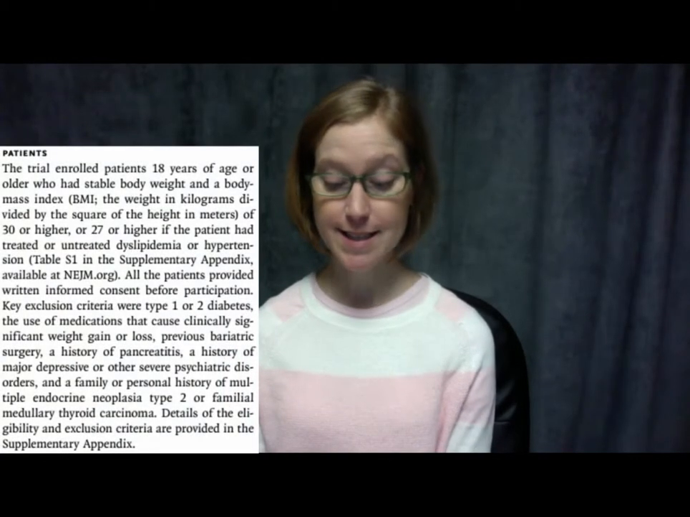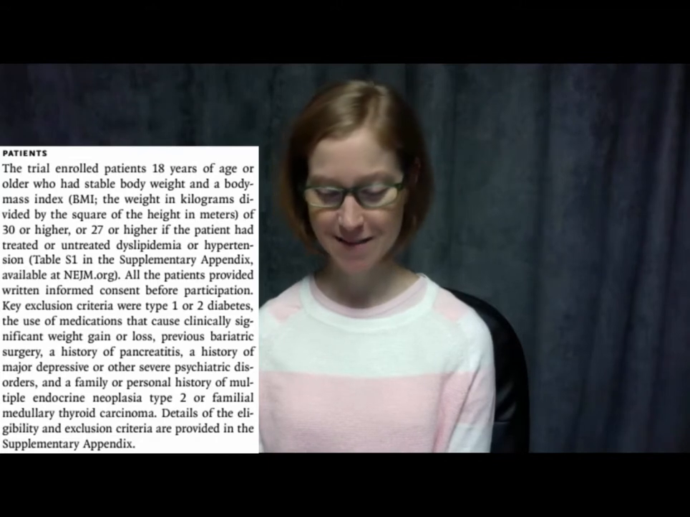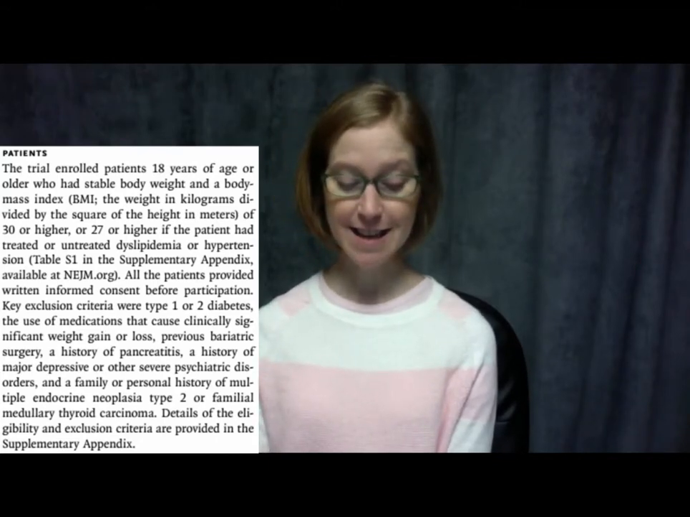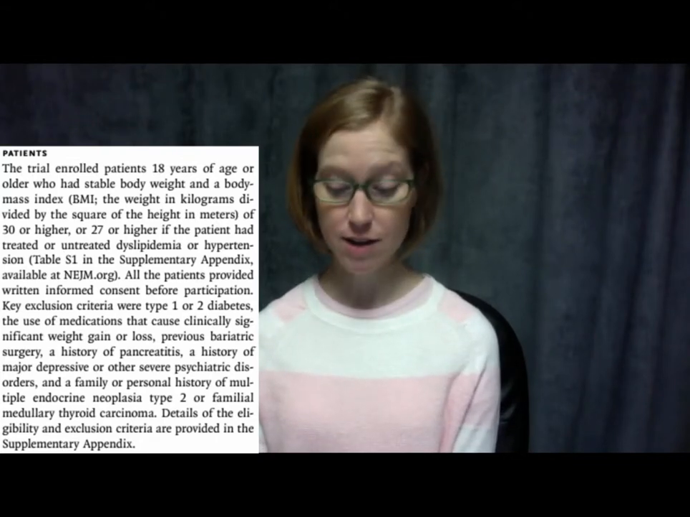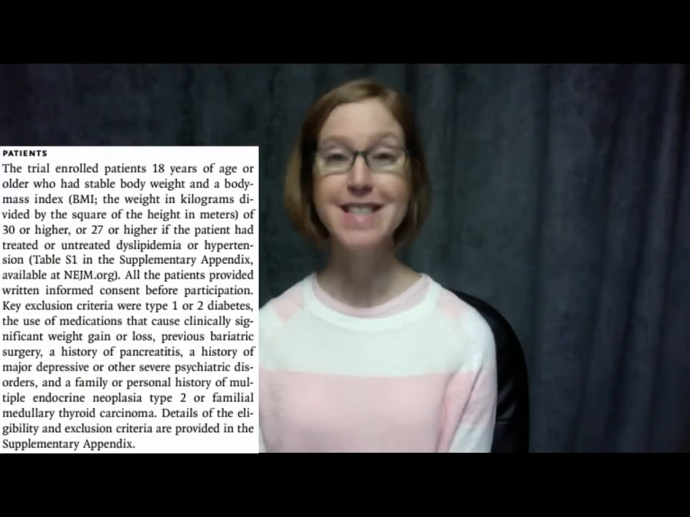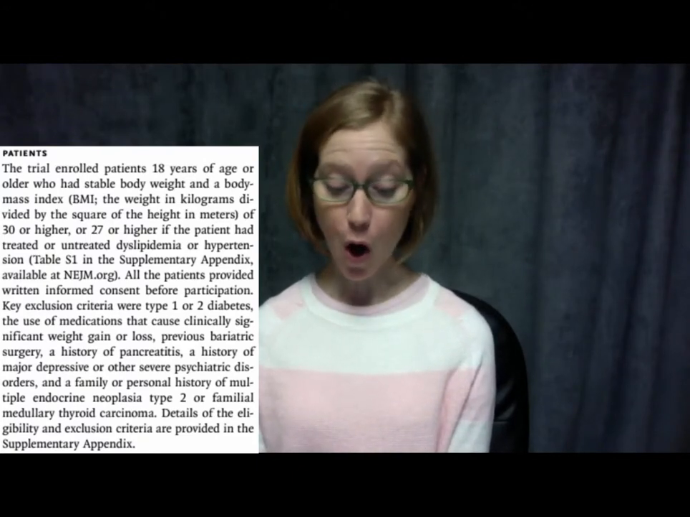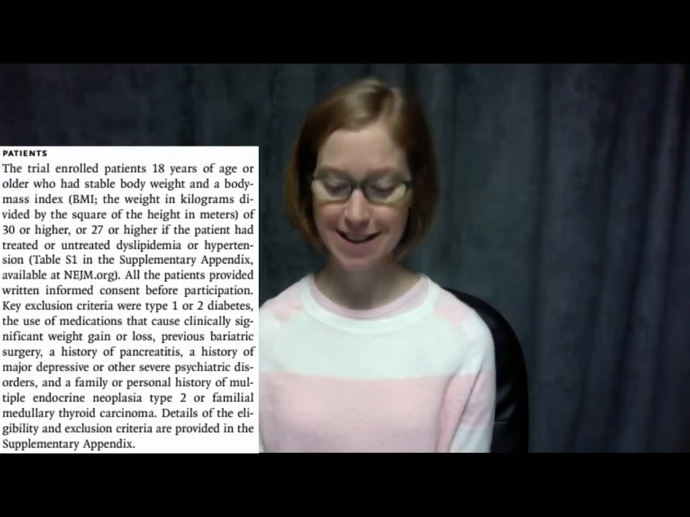When I'm ready to move on, I look at the research participants. This is in the methods section. Who constituted the sample or population? I find this information in the methods subsection, patients. In the very first sentence, I learn that the trial enrolled overweight or obese adults 18 years or older with a stable body weight. All patients provided written consent before participation, and this is good.